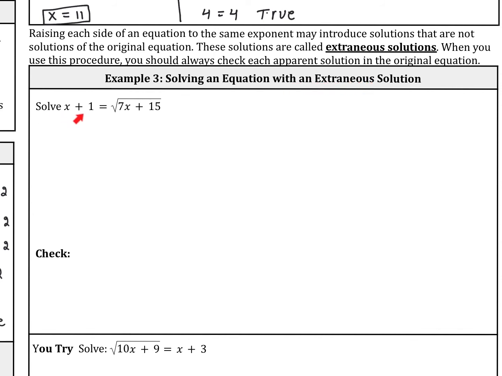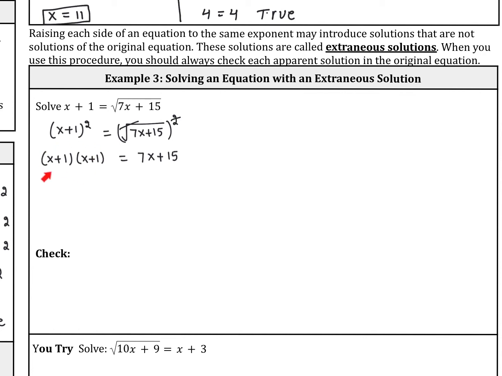We are going to solve x plus 1 equals square root of 7x plus 15. We're going to get rid of the square root, so it means that we're going to take square on both sides. So x plus 1 squared equals square root of 7x plus 15, whole squared. So square root and square cancel. On this side you have x plus 1 times x plus 1. And this side you will have 7x plus 15.